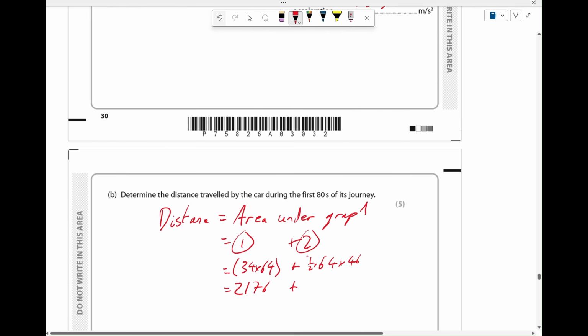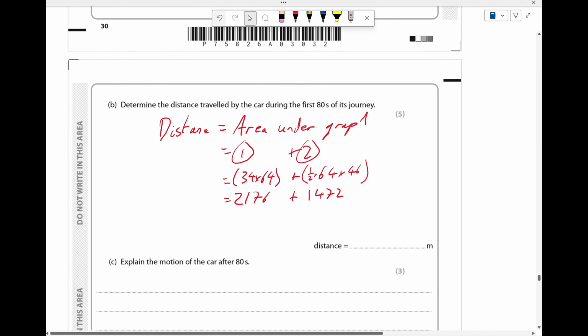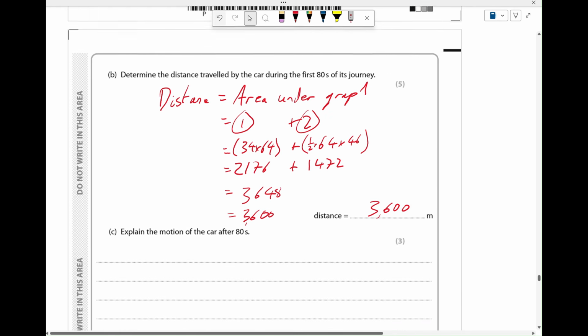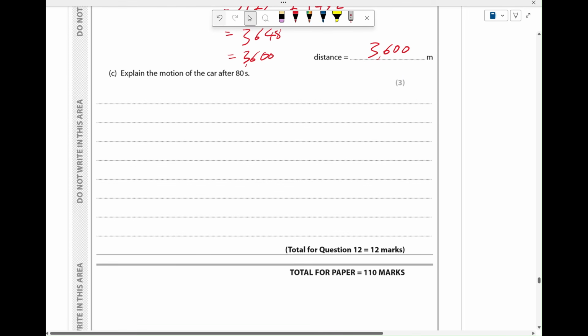Half base times height is 1,472. Add them together. It gives us something like 3.5 kilometres, 3,648. Probably did 2 sig figs, it's a bit loose. Sorry, I said kilometres earlier, I meant metres. 3,600 metres. Explain the motion of the car after 80 seconds.